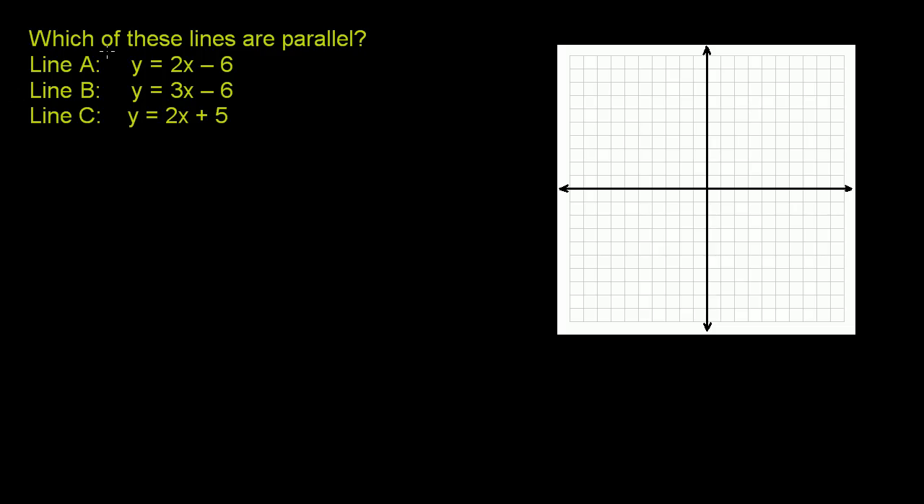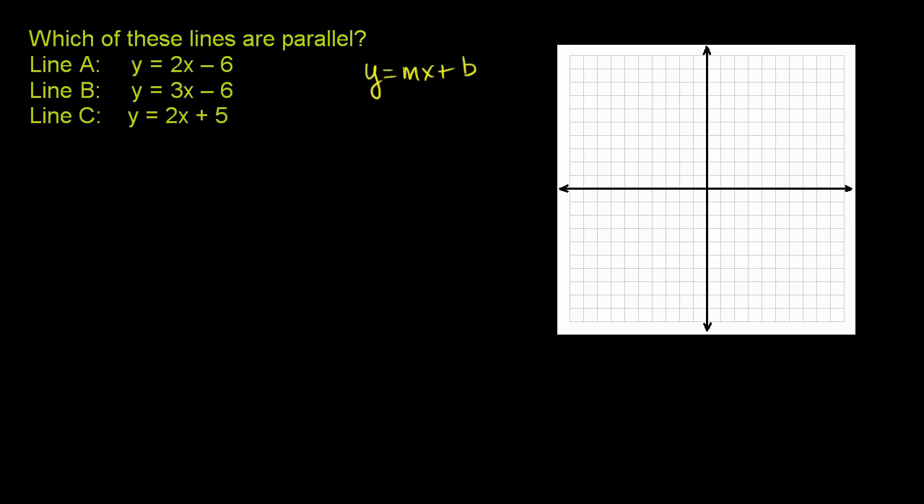We are asked, which of these lines are parallel? So parallel lines are lines that have the same slope, and they're different lines, so they never, ever intersect. So we need to look for different lines that have the exact same slope. And lucky for us, all of these lines are in y equals mx plus b, or slope-intercept form. So you can really just look at these lines and figure out their slopes.